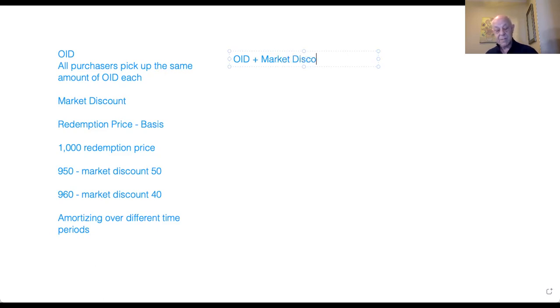We have a bond that's issued for $500, let's say. It has a 0 coupon. And it's going to mature in 10 years for $1,000. This is going to come out to very close to a 7.2% yield to maturity.